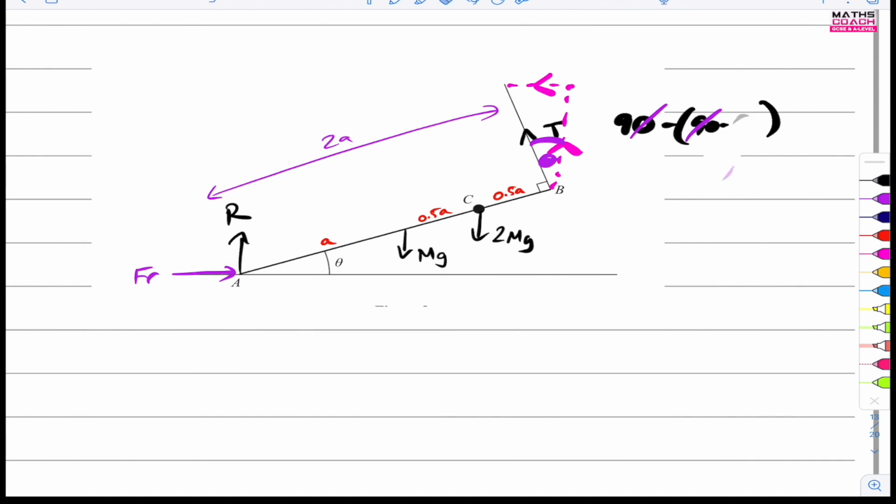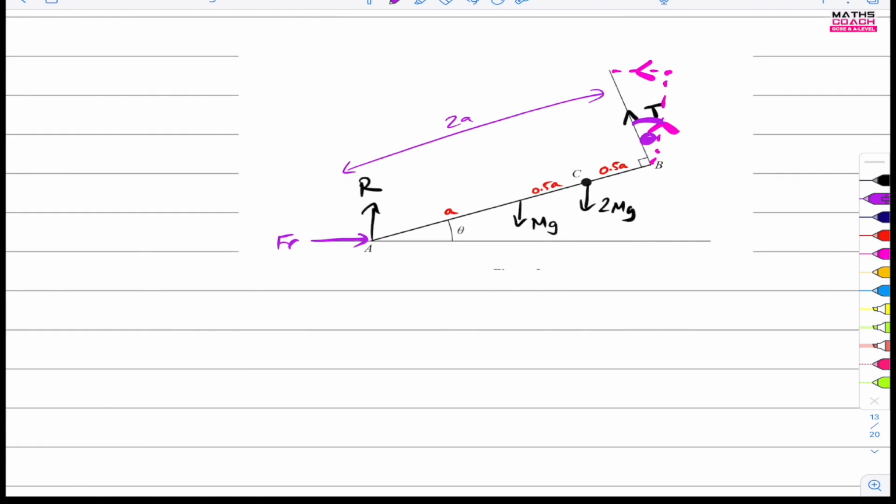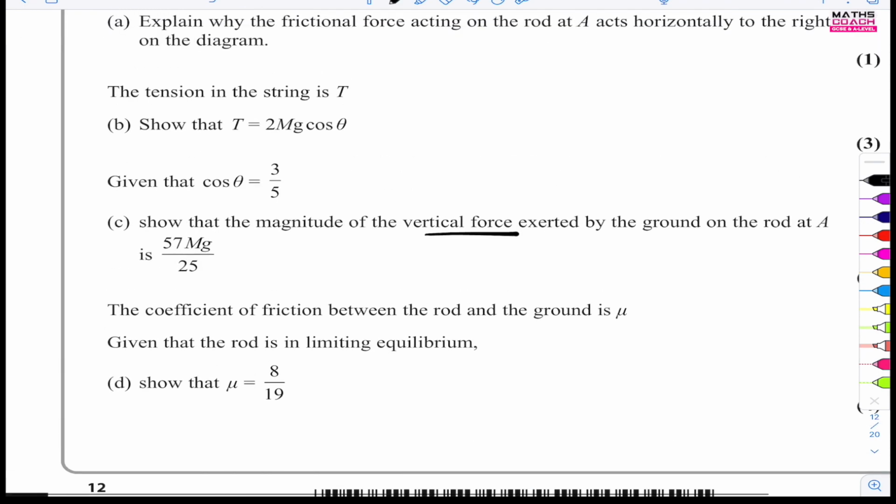Okay. So we're just going to get rid of this. Now, you've got this as theta. Everything else is ready now. You can now express this component. What's that going to be? That's going to be T, and that side is adjacent, so it's going to be T cos theta. And remember, we've been given in the question, cos theta is equal to 3/5.